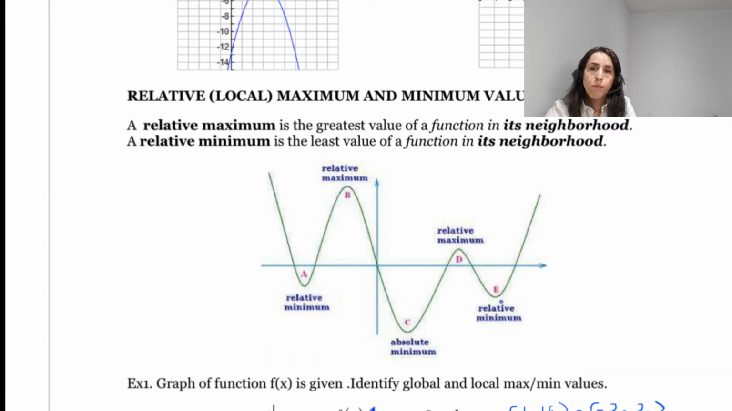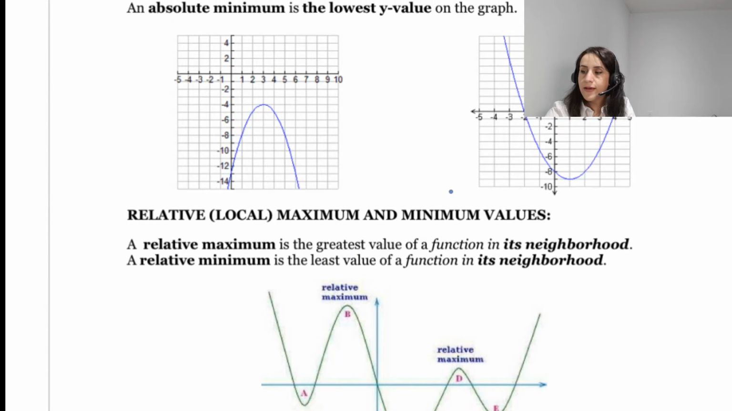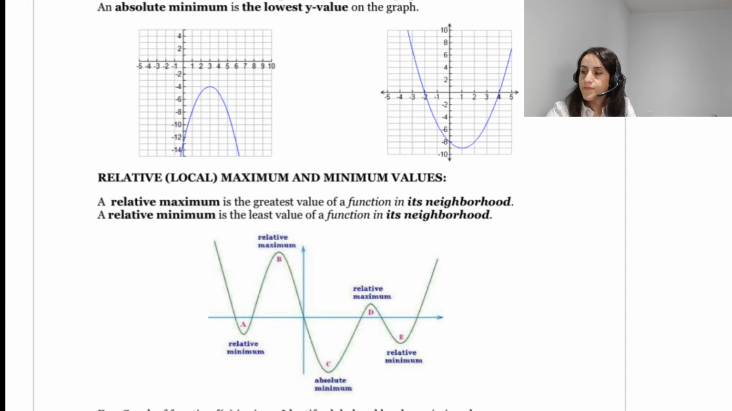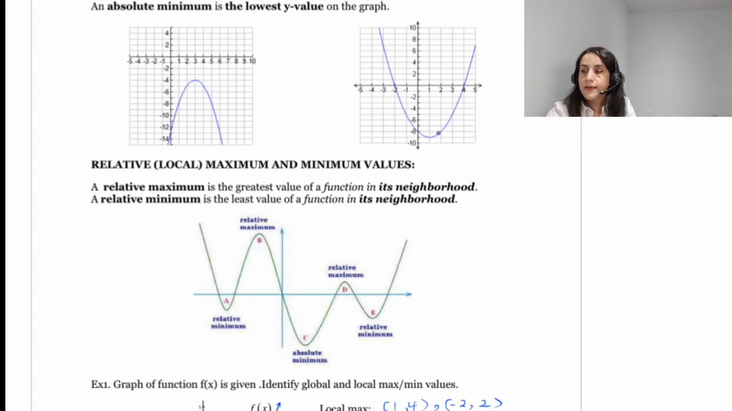Having a maximum or minimum is not mandatory for each graph. Having an absolute or relative maximum or minimum also is not mandatory for each graph. See here, I have two functions. Here, yes, I have 1 point. It is the maximum, and technically this one is the absolute maximum because it's the highest point on the graph. But for the other one, here I can see it is the lowest point of the graph, an absolute minimum.